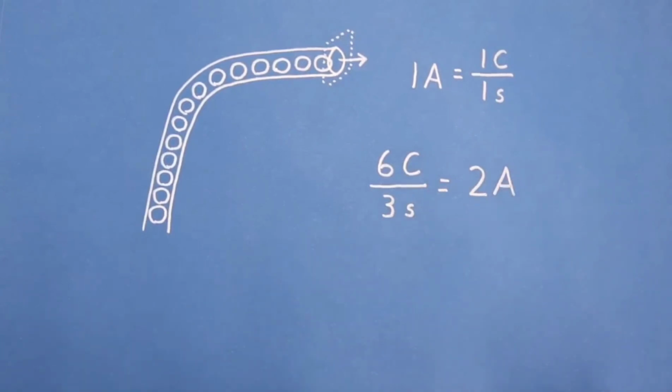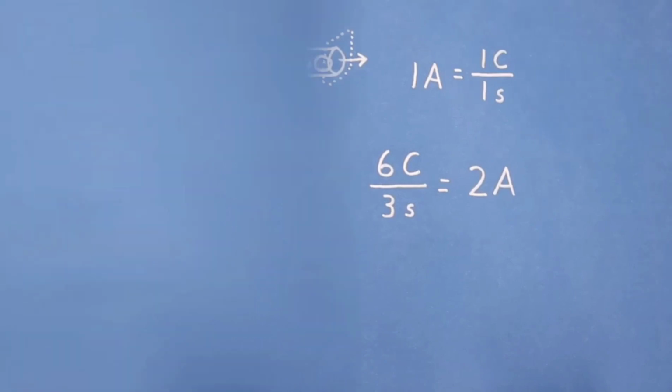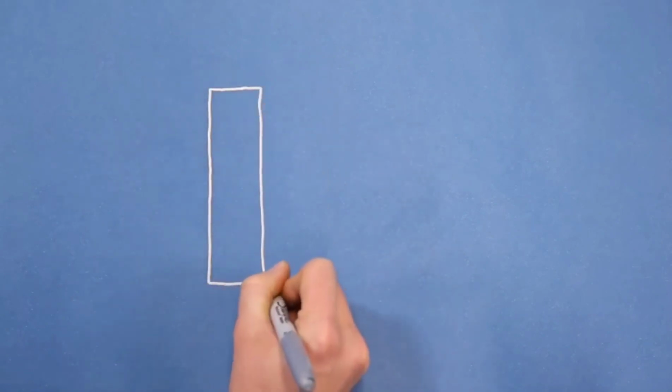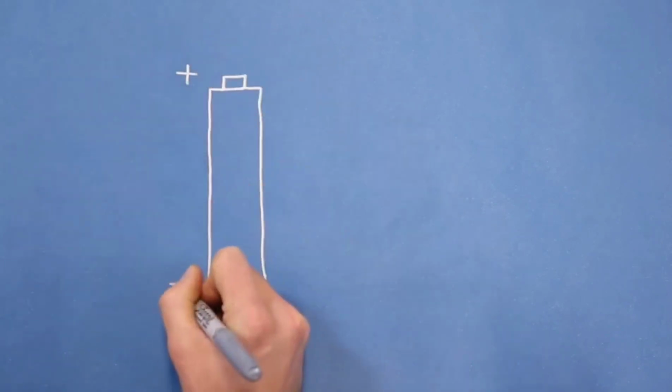Unfortunately, electric current doesn't just magically flow through wires. It needs a little help. If left alone, the electrons in a wire won't move. We need to give them a little push. To do that, we'll use a voltage source like a battery.